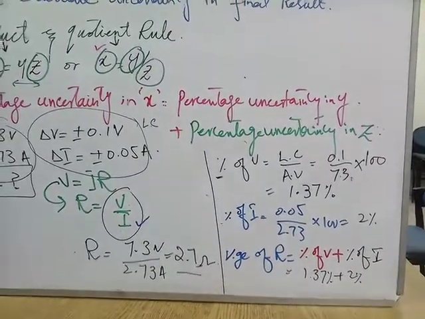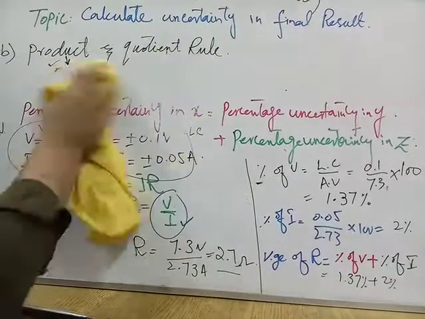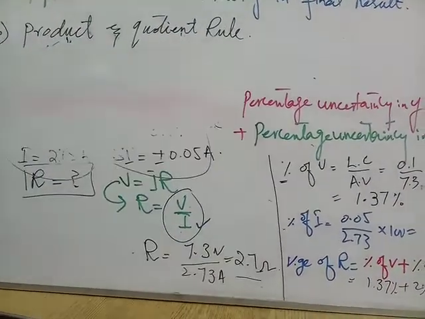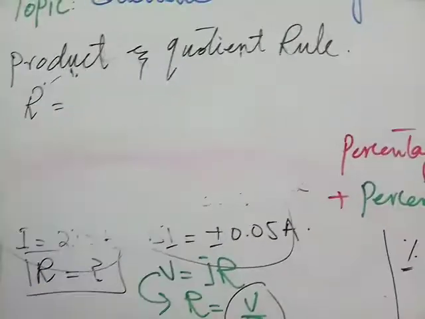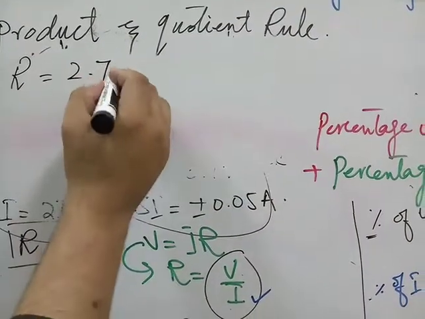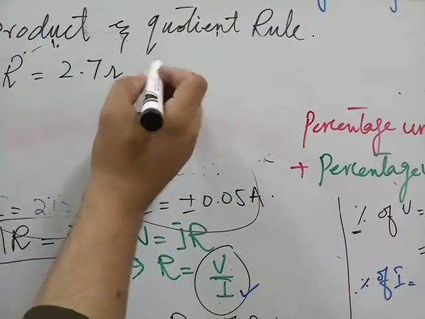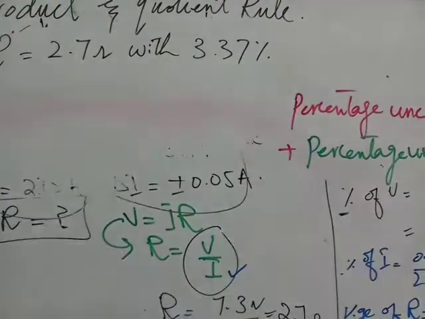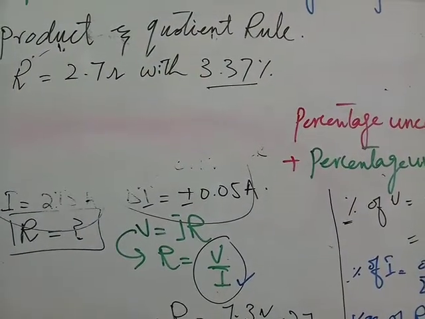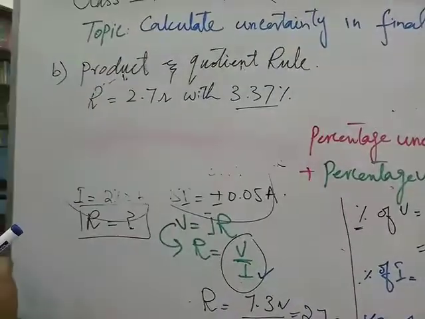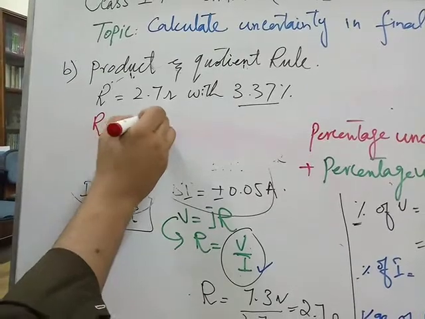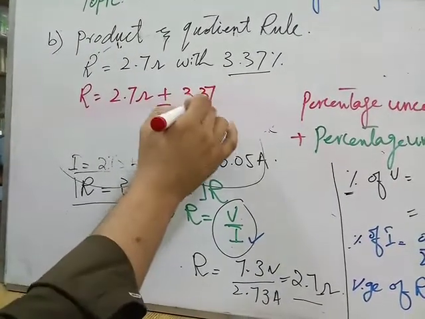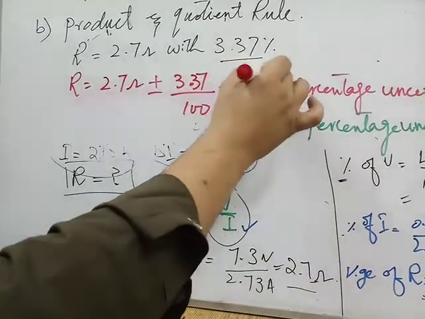So I can write the final result for R like this: R is equal to 2.7 ohm with percentage uncertainty of 3.37%. It means this is the percentage uncertainty in R. But if I write this in plus minus form, R is equal to 2.7 ohm plus minus 3.37% of what value? 2.7.